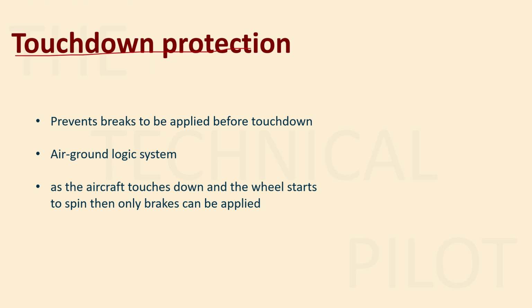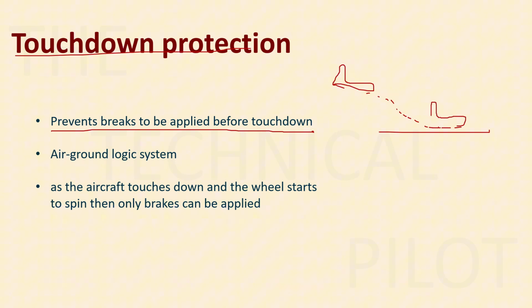What is touchdown protection? The anti-skid system prevents the brakes from being applied before the touchdown. If the aircraft is coming in to land, and the pilot applies the brake right here, at this particular point the brakes would not be selected. When the aircraft touches down, the wheels start to rotate by themselves, obviously because the aircraft will roll. The wheels turn first, and only then will the pilot be able to select brakes.